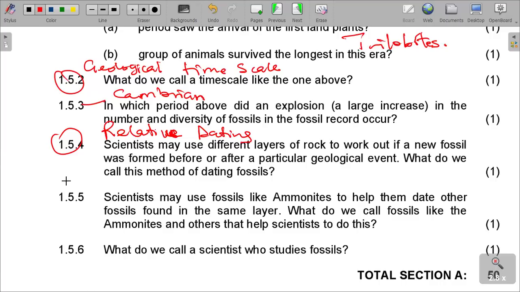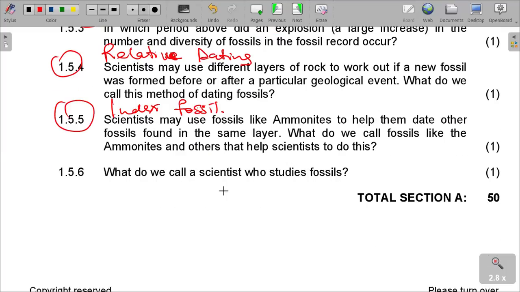I'm sure that we can understand that when we use fossils like the ammonites to help to date other fossils found in the same layer, we call that index fossils. It's called index what? It's called index fossils. Index fossils.